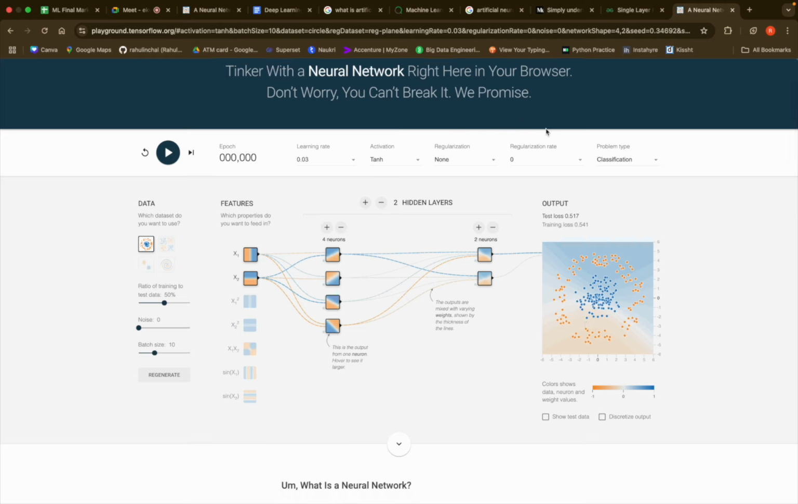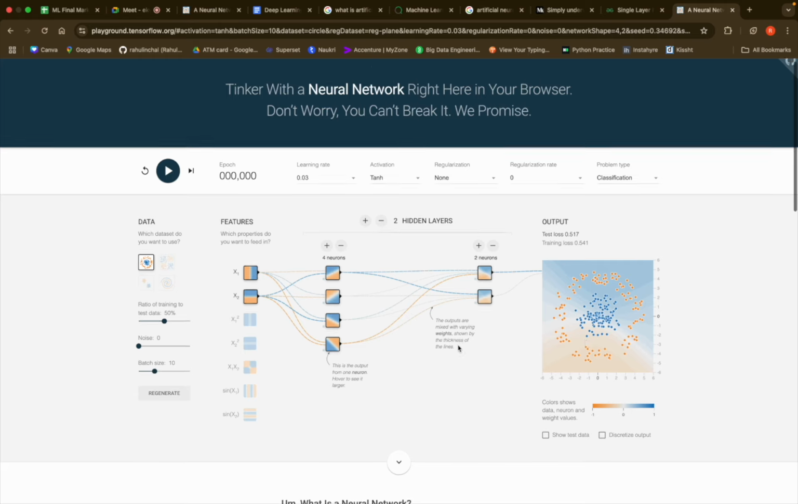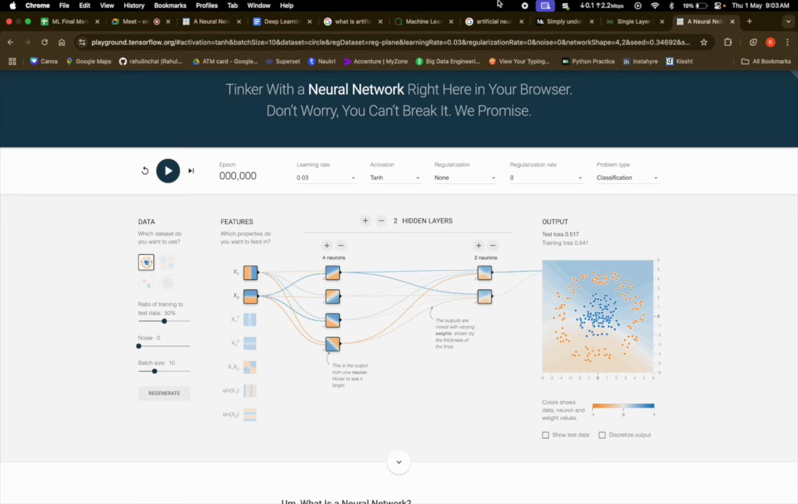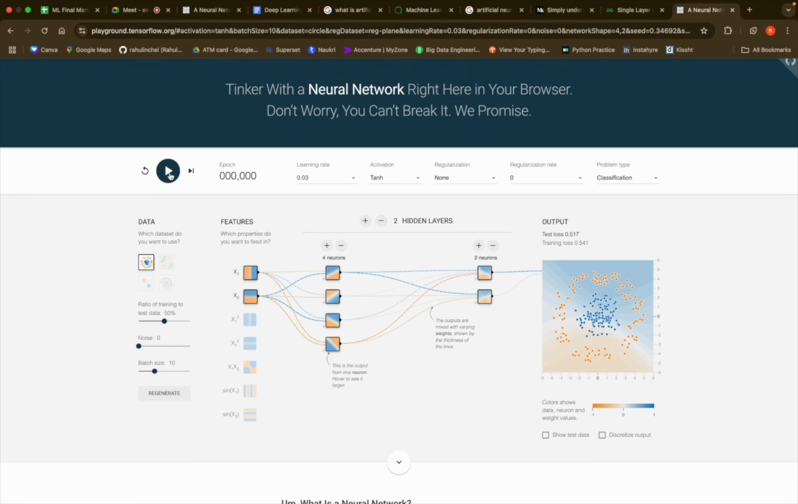I did not do anything, I have tried to explain each and everything to you. Once you get the hang of this, you'll understand everything in detail. Okay, let me try to run this now. Try to keep an eye on the epoch and this square, this classification. Also try to see the test loss and training loss as well. It has to decrease.